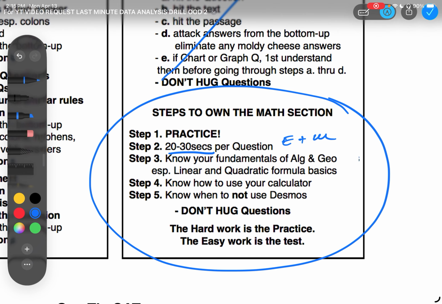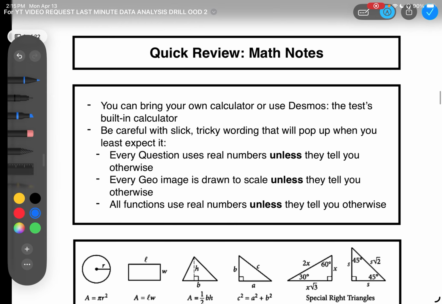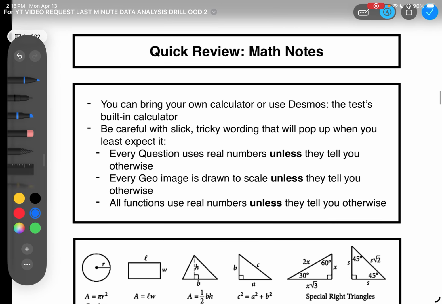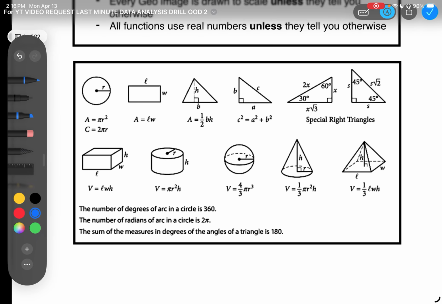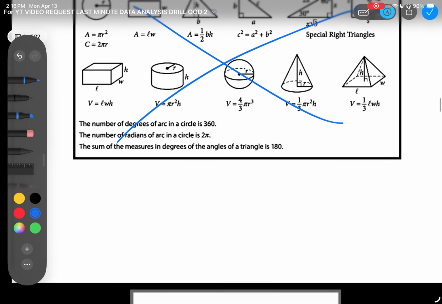Quick review with math notes. Now they do give you these instructions during a test, right? So you can pause the video, take a quick read of these. You don't have to memorize anything, and then take a look at this for geometry. This information is not going to be relevant to data analysis, so make a note of that.